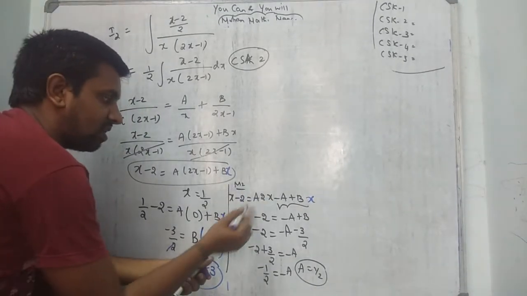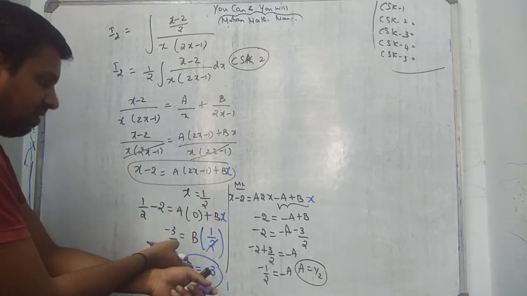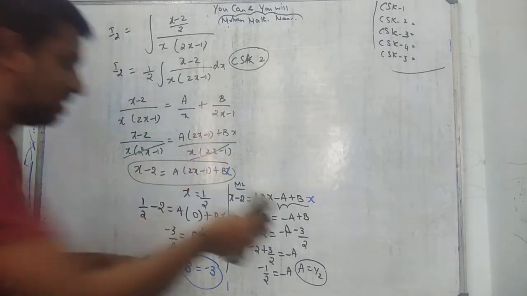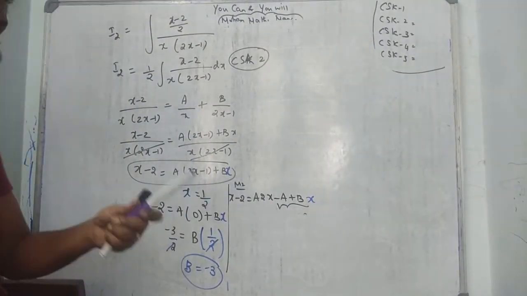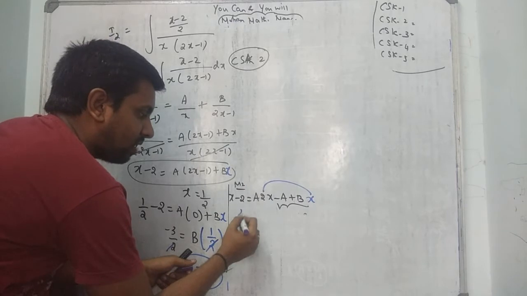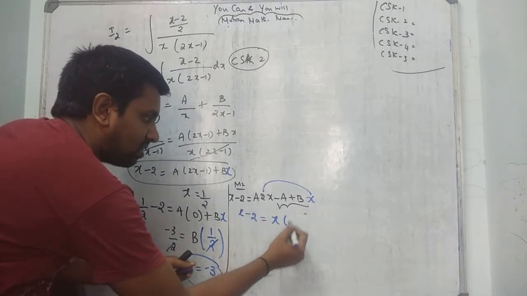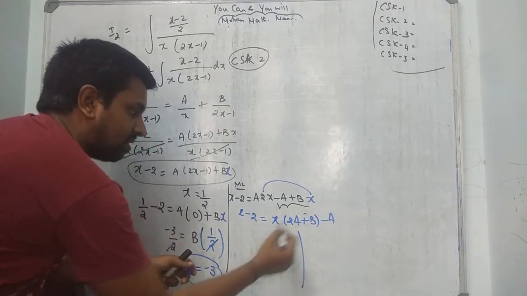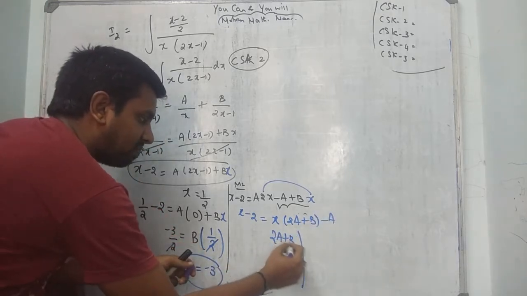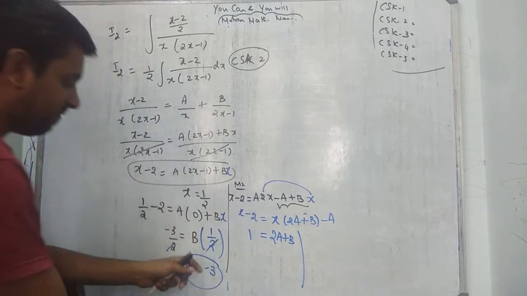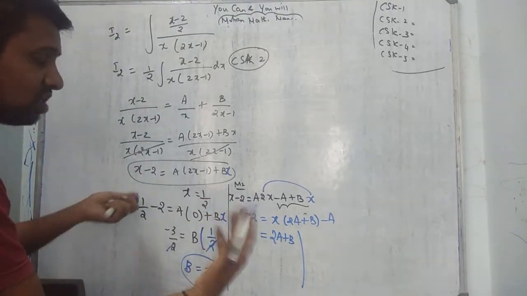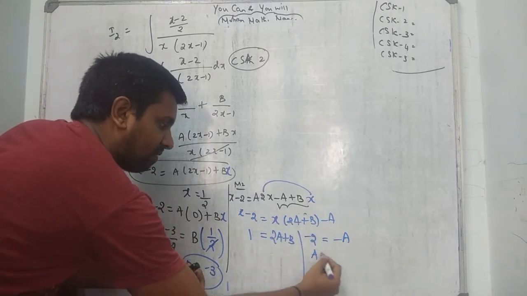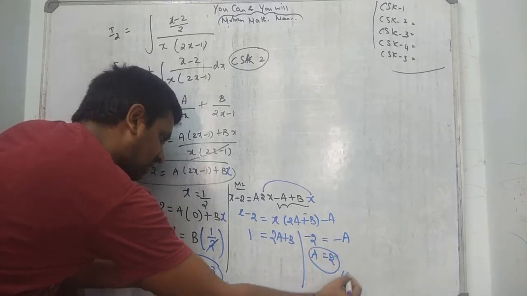Now compare the constants, because already I found the b value. You can compare the constants. So x minus 2 equals x common 2a plus b, and here minus a. Now compare. Here the coefficient of x is 2a plus b, and here the coefficient of x is 1. If we substitute the b value, we get the a value. Or as a shortcut, the constant here is minus a, and the constant here is minus 2. So what is the a value? 2 is the easy way.